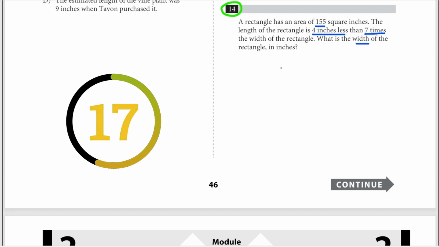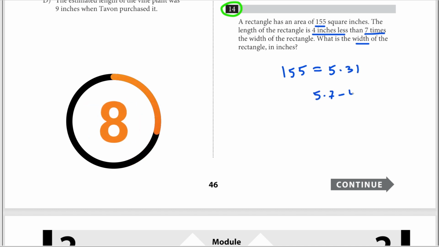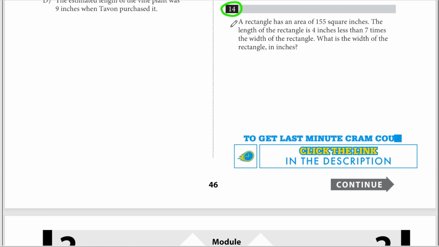So let's try to decompose 155 into factors. So 155 is equal to 5 and 31. Let's double check. 5 times 7 minus 4 is equal to 31. Hence, the answer is 5. How was I able to do this problem so fast?